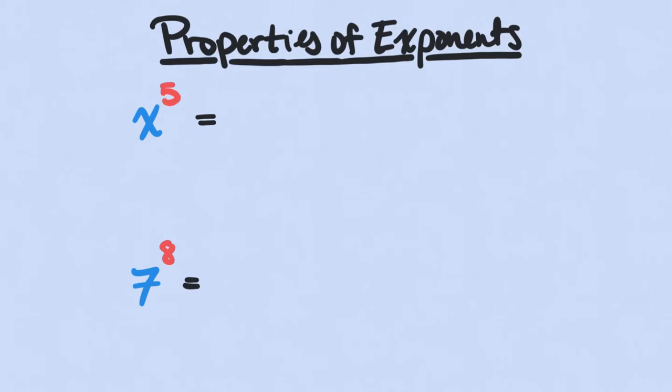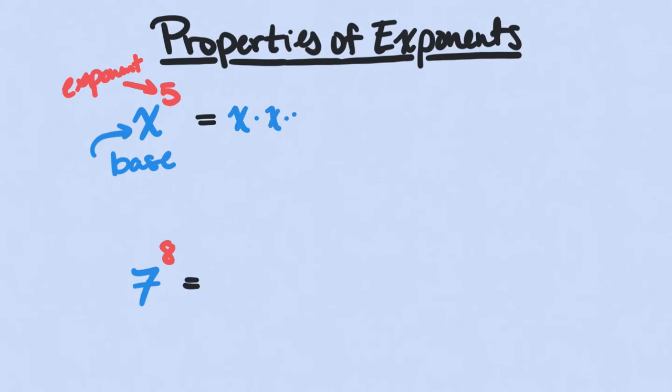Well, if we look here, we see our first exponential expression. And now there's two parts to this. We have the base, which in this case is x, okay, and then we have the exponent, which is telling us how many times we're multiplying the base with itself, which is 5. So x to the 5th power does not mean x times 5. X to the 5th power means x times x times x times x times x. So it multiplies the base with itself 5 times.